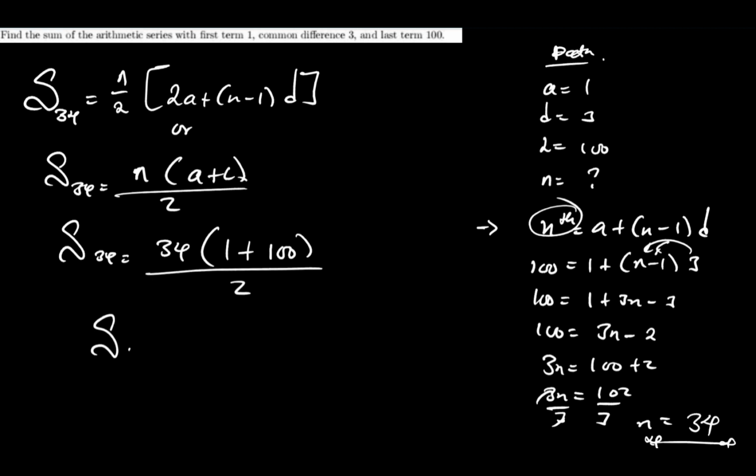So the sum of the first 34 terms will basically be, now it's just up to us to work this out. So we have 34 times 101 divided by 2, we get 1717. And that's the sum of all the first 34 terms. I hope it's clear. Move on to the next example.